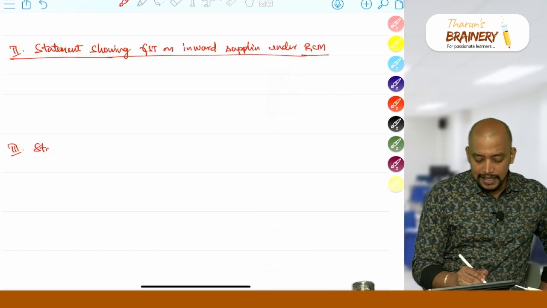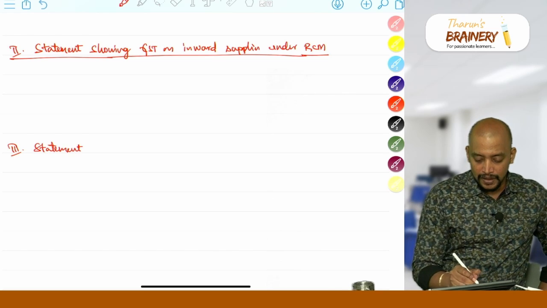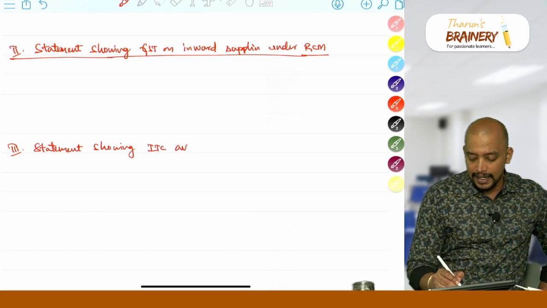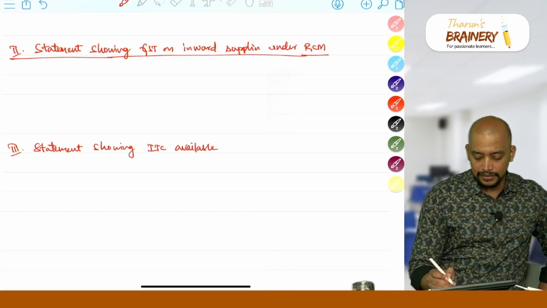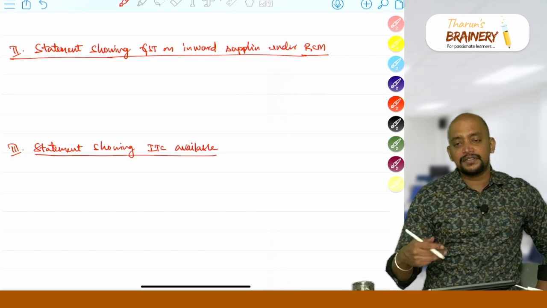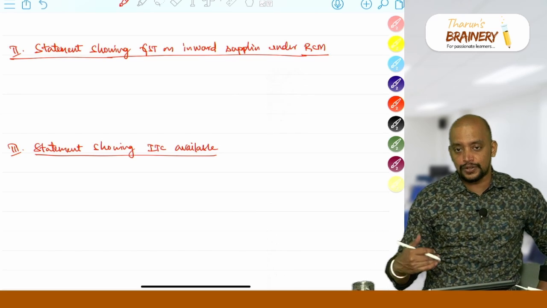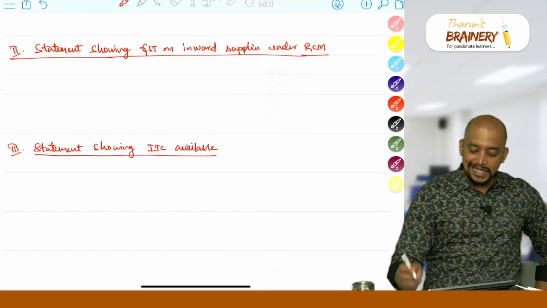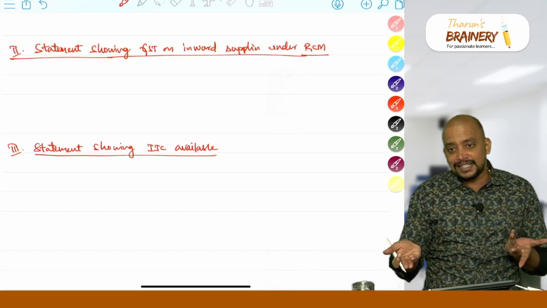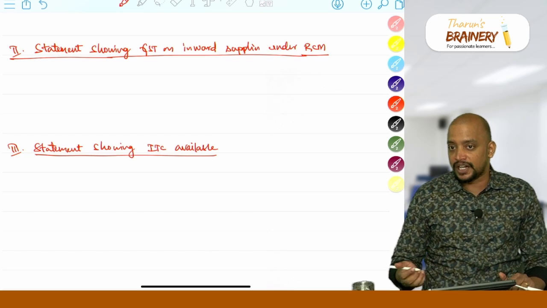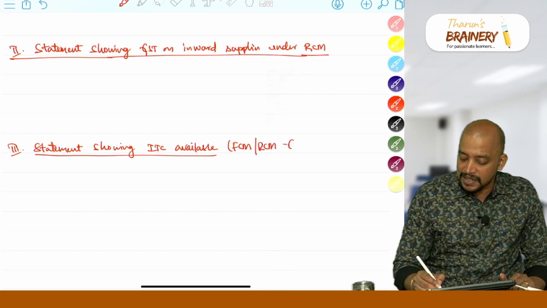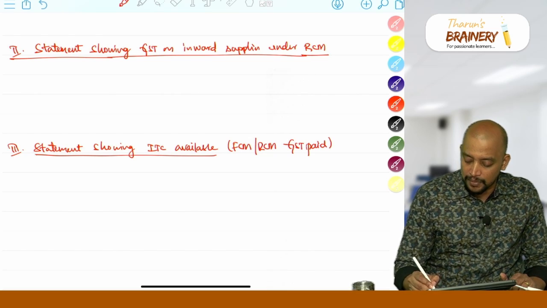Then the third one is a statement showing ITC available. Here, whatever is RCM, you can take it as ITC also. So whatever is coming in the second statement will definitely come in the third statement, but whatever is coming in the third statement may not come in the second statement, because if it is FCM it will not come, correct. So whether it is FCM or RCM, the GST paid will come in the third statement.